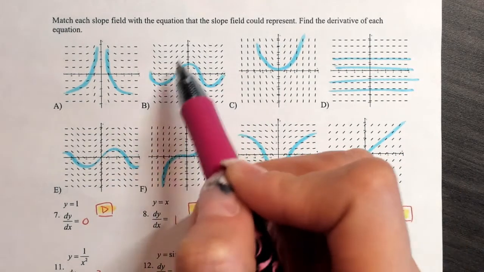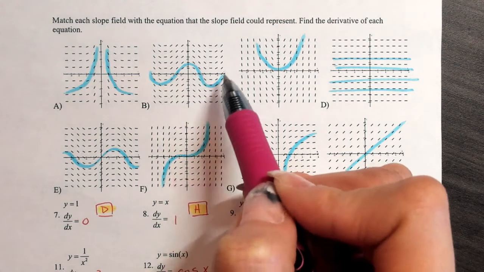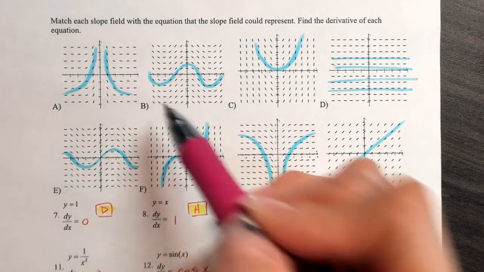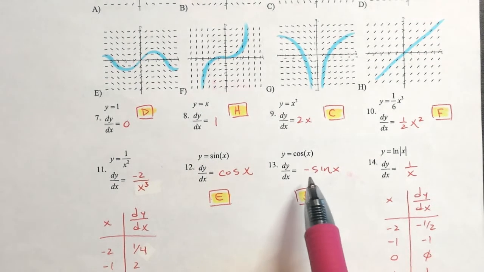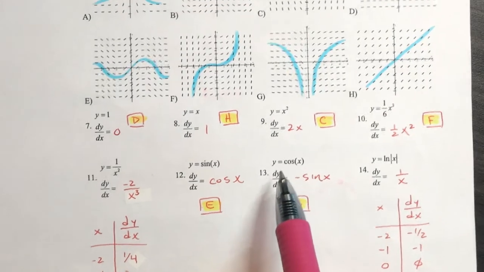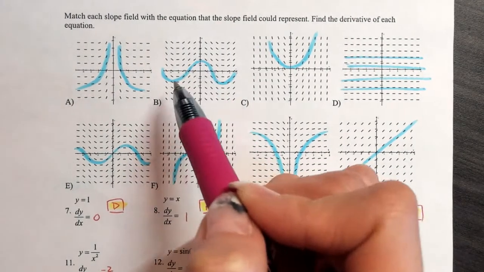Oh, this is generally the shape of a cosine graph. It starts up here, and then it goes down and back up. So that's why B was cosine, right? Even though the derivative is negative sine, the original graph was a cosine, and this shows a cosine.